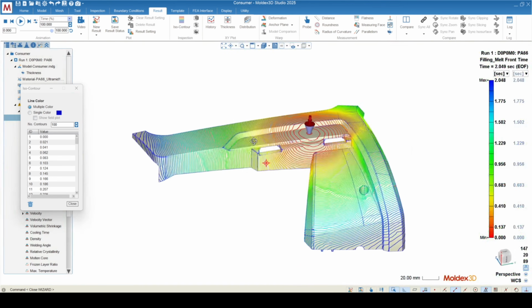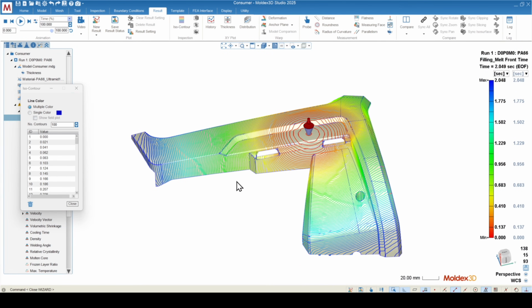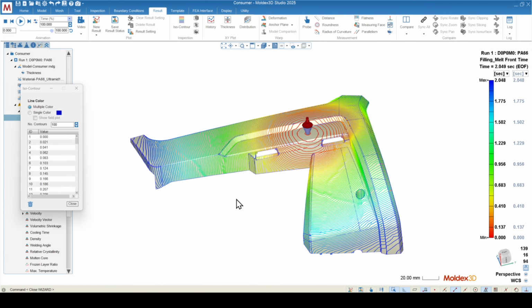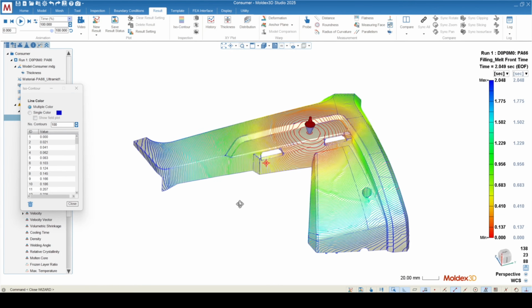In this case, I would say that there is no significant leading or hesitation effects, but if you do have a high amount of thickness variation, then this could be a problem that you need to address in the part design.